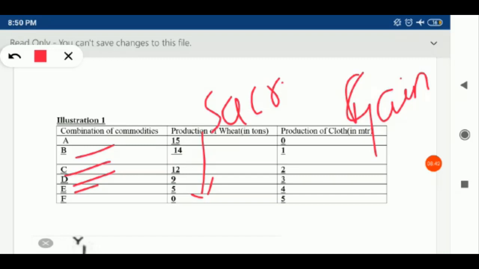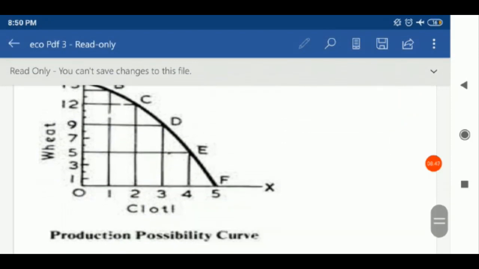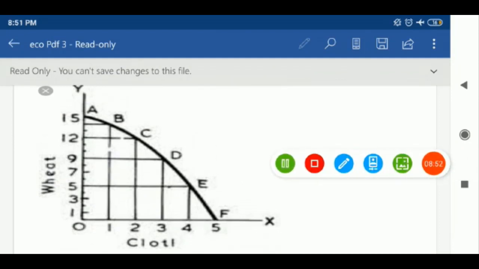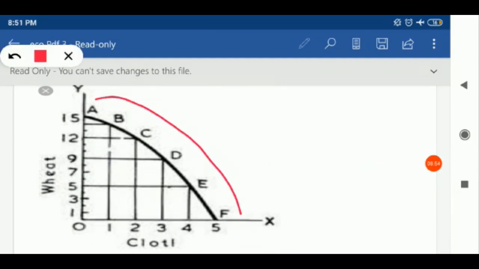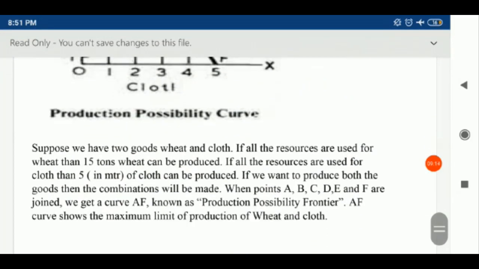So when points A, B, C, D, E and F are joined, we get a curve, that is the AF curve, which is known as PPC, the production possibility curve or production possibility frontier, and the AF curve shows the maximum units of production of wheat and cloth. So here is the explanation which I have explained to you, that the AF curve shows the maximum limit of production of wheat and cloth.